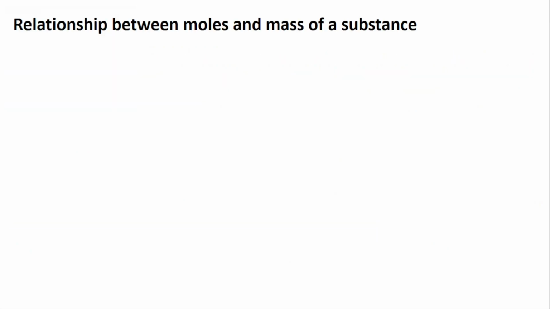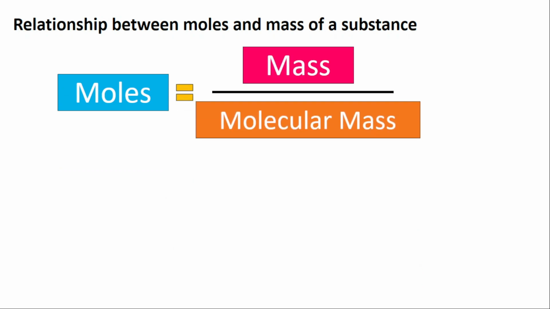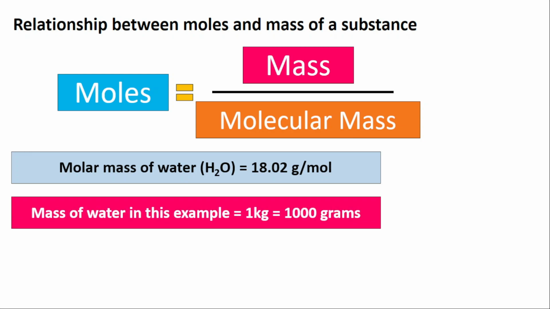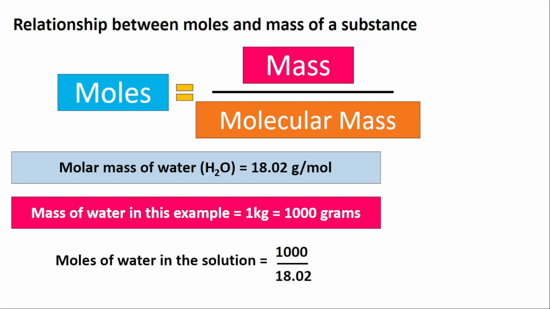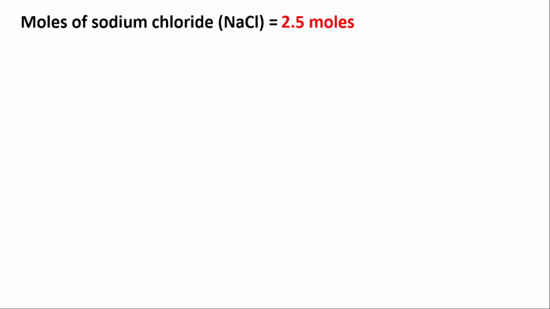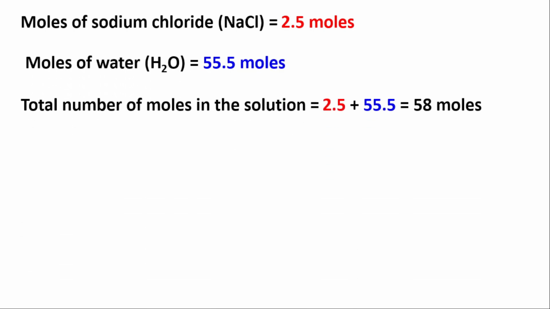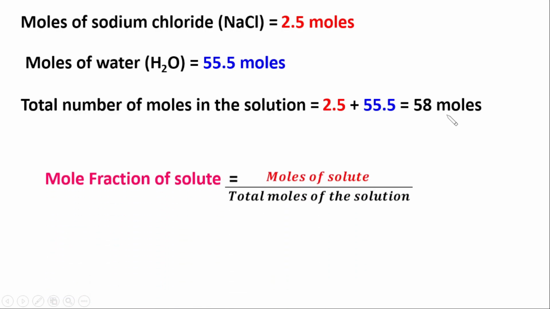The relationship between moles and mass of a substance is: moles is equal to mass divided by the molecular mass of the substance. The molar mass or molecular mass of water, H2O, is 18.02 grams per mole. If the mass of water is 1 kg or 1000 grams, then the moles of water in the solution is 1000 divided by 18.02, that gives us 55.5 moles of water. Now as we have both the moles of sodium chloride as well as the moles of water, the total number of moles in the solution is the sum of these two values, that is 2.5 plus 55.5, that gives us 58 moles.